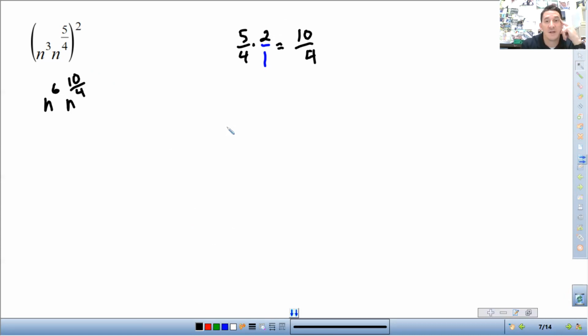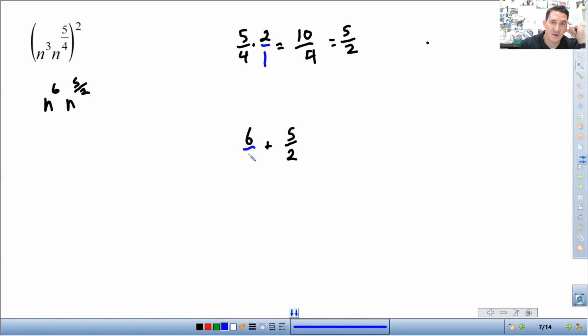All right, so now I need to add those. Actually, you know what? We're going to make it easier. I just had a little brain fart there. This reduces to 5 over 2. All right, so it's going to be 5 over 2. There we go. So now I need to do 6 plus 5 over 2.